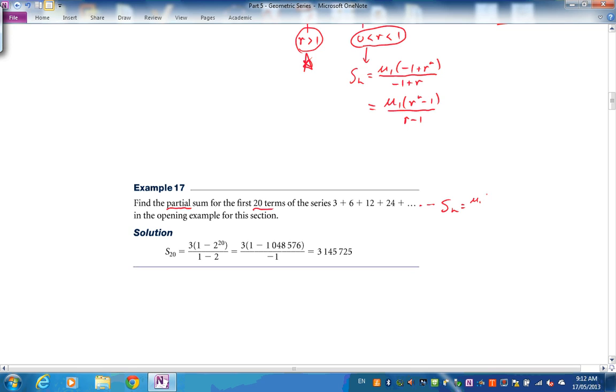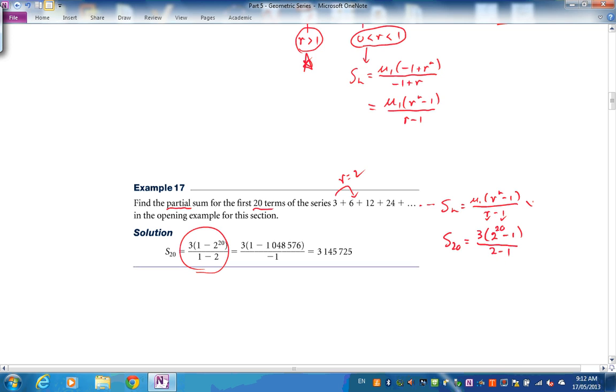We'll use u1 times r to the n take 1 over r take 1. Using that one because r here is 2. So r take 1 would best be 2 take 1, not 1 take r. They've done it the other way. So we want S20. So u1 was 3, r is 2 to the 20, take 1 over 2 take 1.